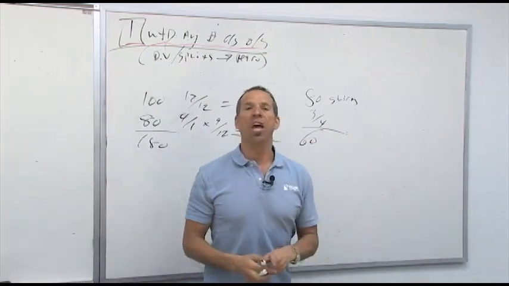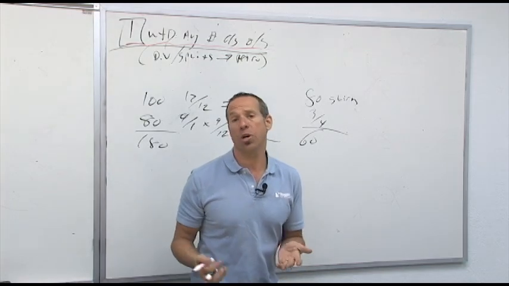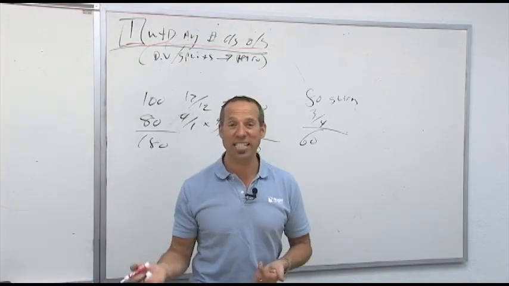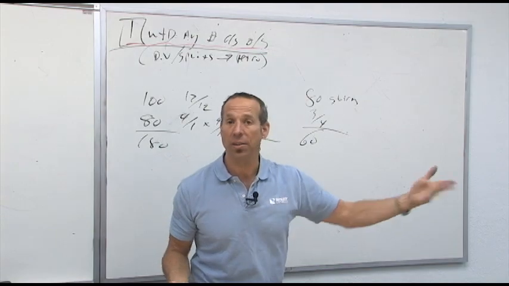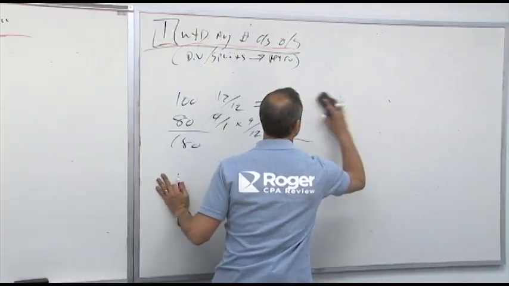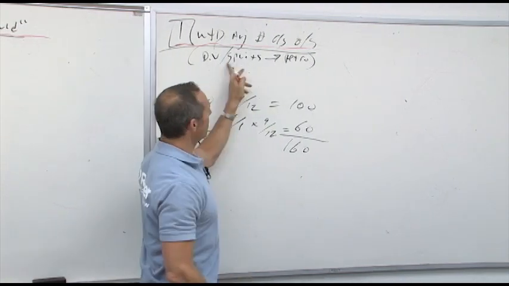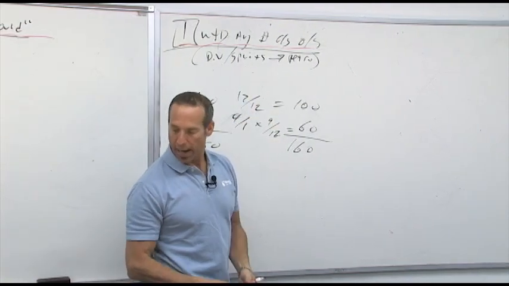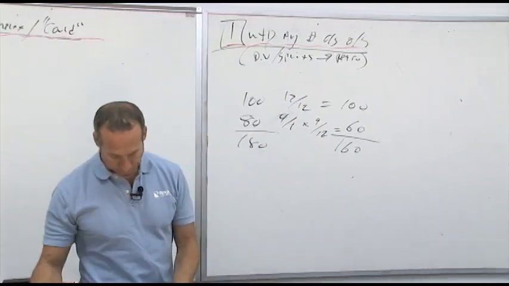That's all we're saying. If I have 80 shares outstanding for 3/4 of the year, that's like having 60 shares outstanding for the whole year. That's really what we're saying. So that's what I mean by weighted average. So when we're doing this, dividends and splits are treated retroactively. You'll see this in your notes.